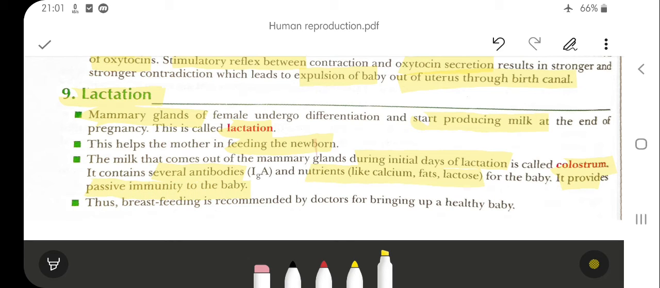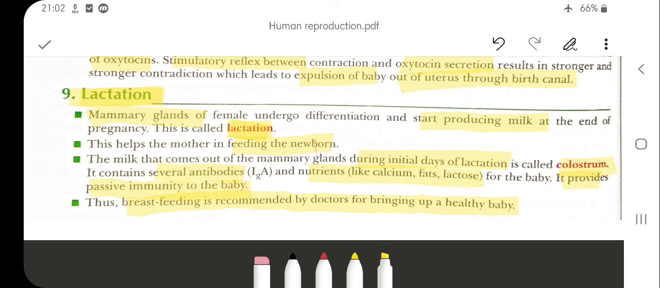So colostrum is very essential for the baby as a feed because it contains various antibodies and nutrients and they provide passive immunity. With the help of that colostrum, or the initial days' lactation, the baby gets protected from various diseases and can develop immunity against the diseases. Therefore, breastfeeding is recommended by doctors for bringing up a healthy body.